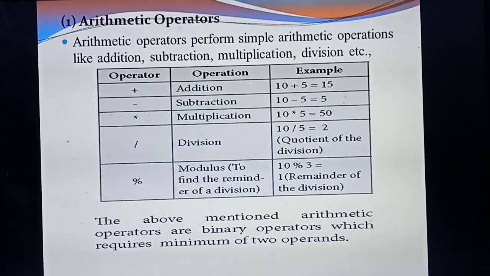Listen carefully. First one is arithmetic operator. What's the first type of operator? Arithmetic operator. So arithmetic means it will always do arithmetic operations. What are the arithmetic operations you have studied in maths? Are you remembering? Addition, subtraction, multiplication and division. These are the common arithmetic operations.